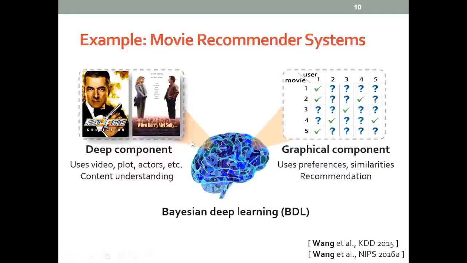And on the other hand, accurate diagnosis can also help the doctors to better understand these medical images. There's another example in a movie recommender system. The deep component is handling the content understanding of the movie, like understanding videos, the plots, the actors. And the graphical component will model the preferences and similarities between the users and items and perform the actual recommendation. Now, on one hand, better understanding of the movie can definitely boost the recommendation accuracy. But on the other hand, if you analyze the preferences and similarities correctly, you can also in turn help better understand the movies themselves. So these two components are actually helping each other.